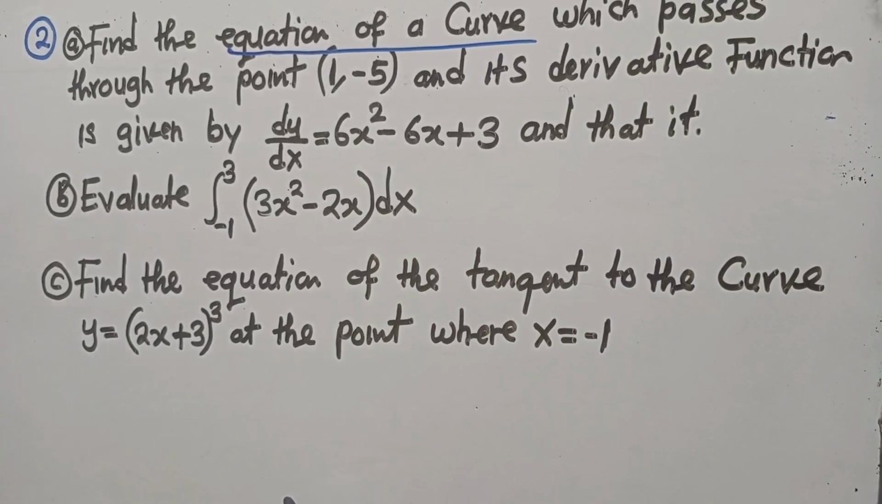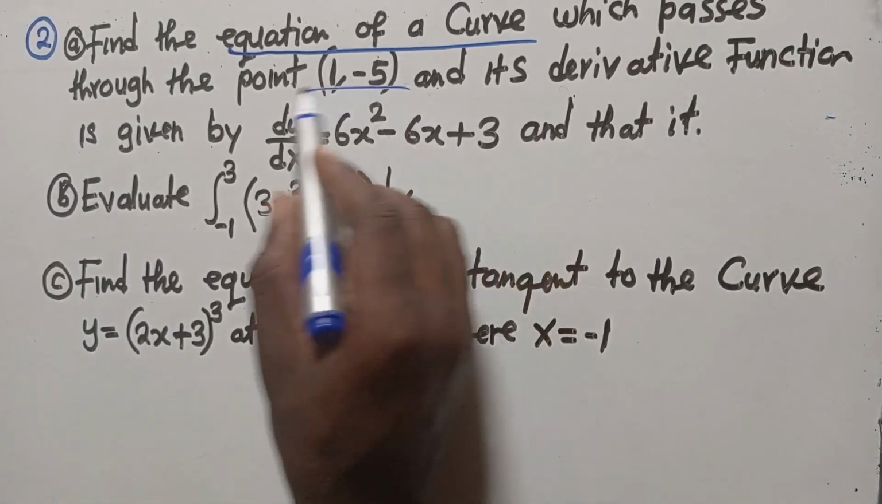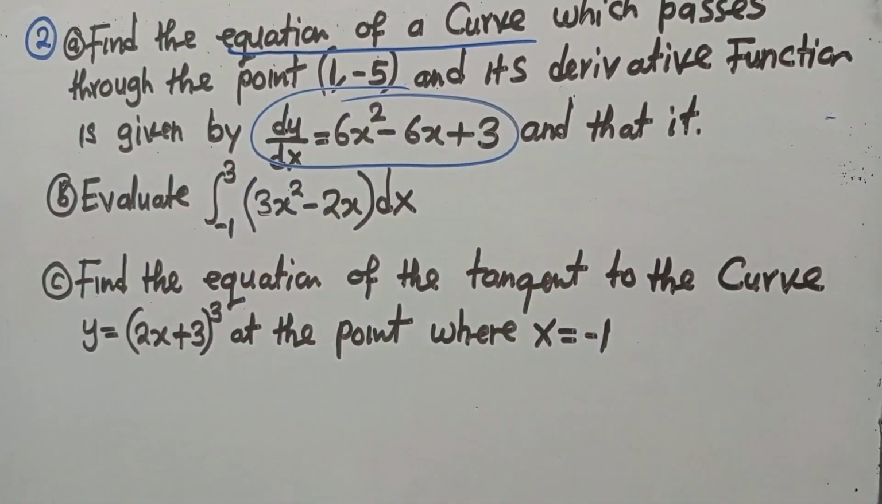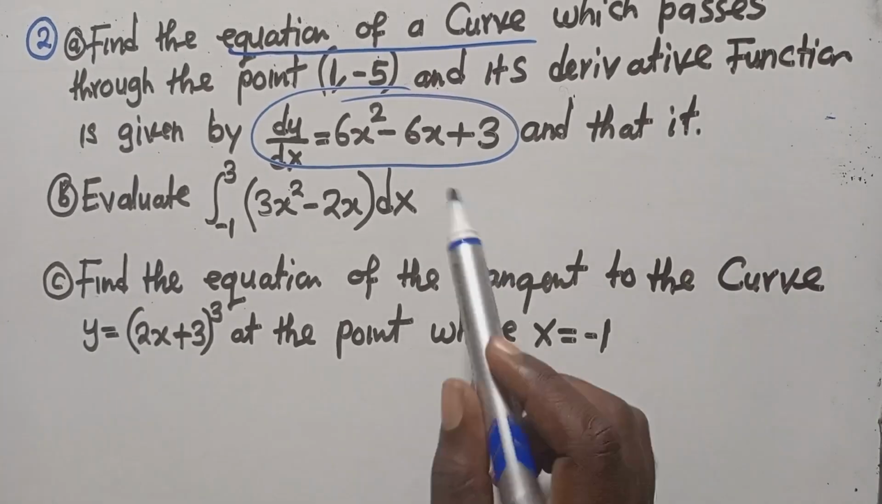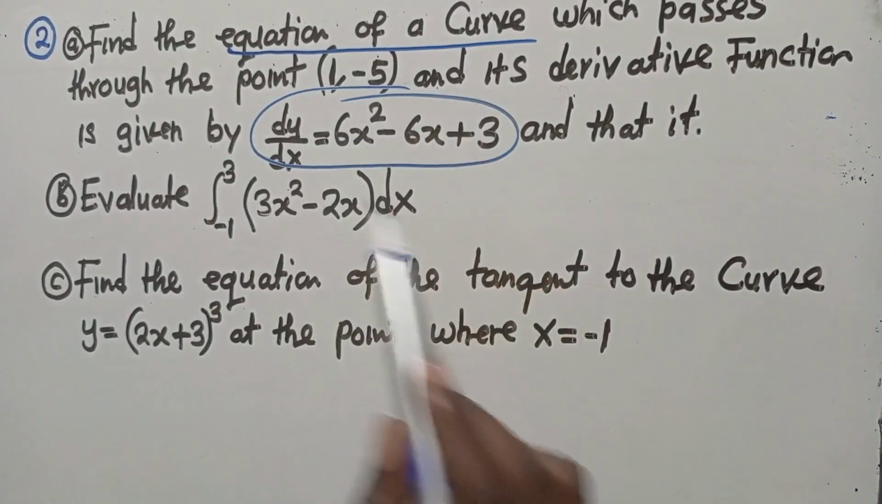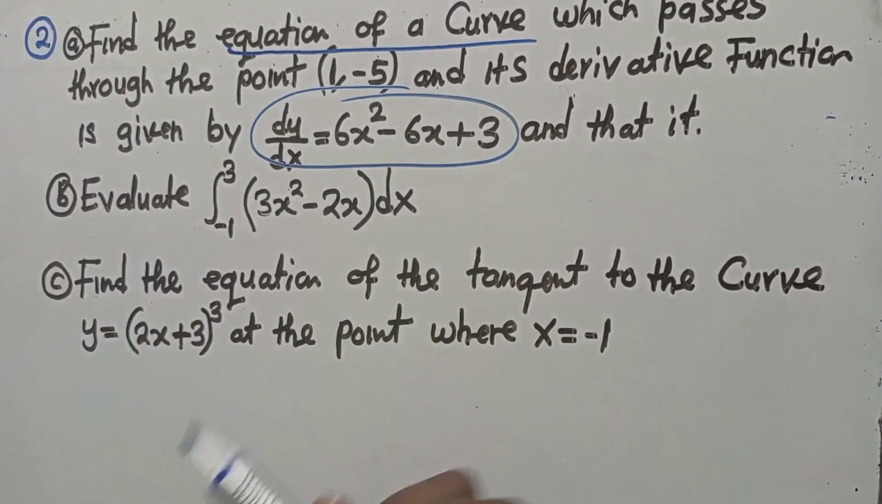For us to find the equation of the curve, the first thing we have to do is integrate the given function. This one is also called a gradient function. So that's the first thing that you are supposed to do. You need to integrate the given function. So we have to integrate that.